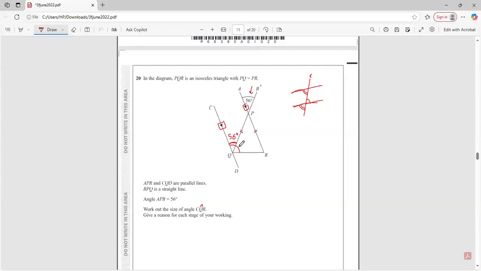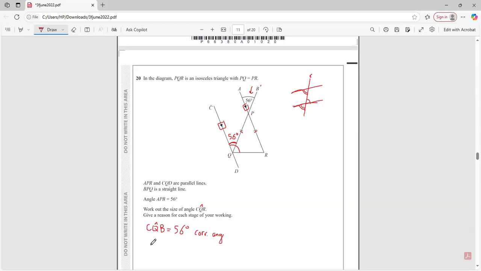Now, I've established part of the angle I'm looking for. But now let me name that angle because they said we should give reason for each stage of our working. I can't write that angle thing because it's going to take my time. Let's call it CQB, right? Angle CQB is equal to what? 56 degrees. And what's the reason? I'm not going to write corresponding in full, I'm sorry, but you know what I'm trying to say. Corresponding angles, okay?